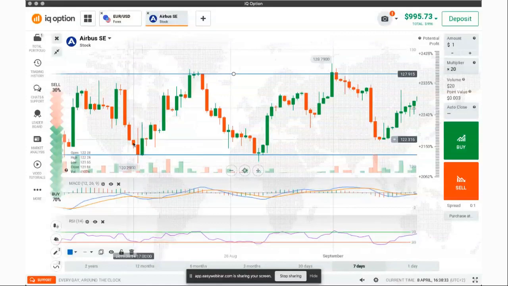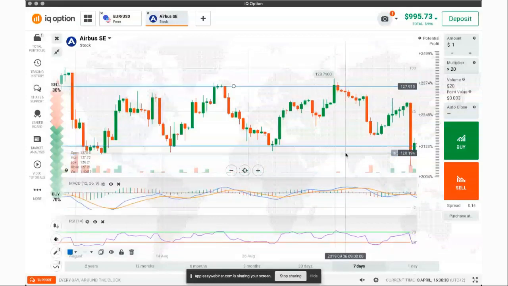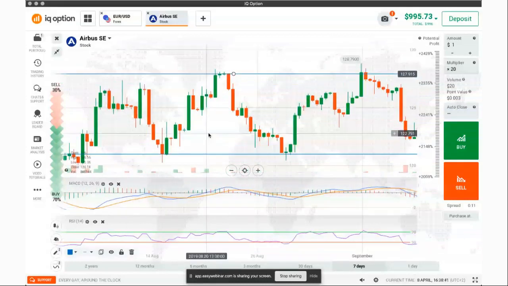Well, it did touch the support line, which 1, 2, and if I go back and forward, there's been a third one here. So it's definitely a support line. And then it starts going back up. But then it also touches resistance at this point. Okay, so that would have been at one point a line of resistance.